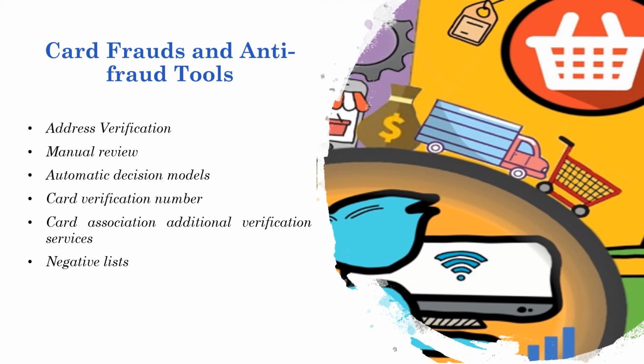We have the card verification number, which asks for the number on the back of the card, and we have the card association additional verification services, which are verified by Visa or the security code. Then we also have the negative list, which maintains a list of IPs, names, and addresses. So those are the card frauds and anti-fraud tools.